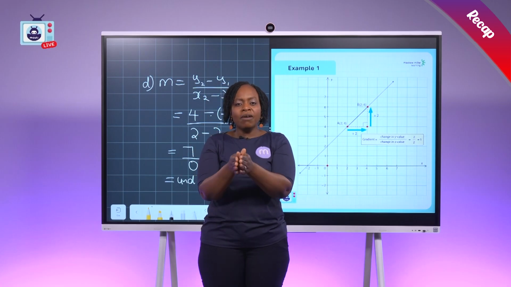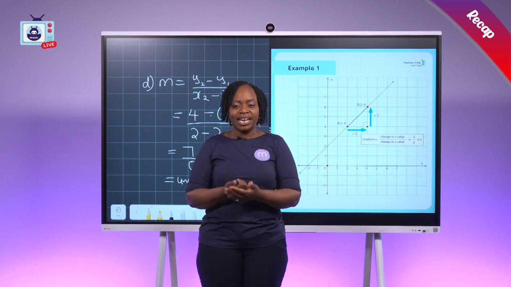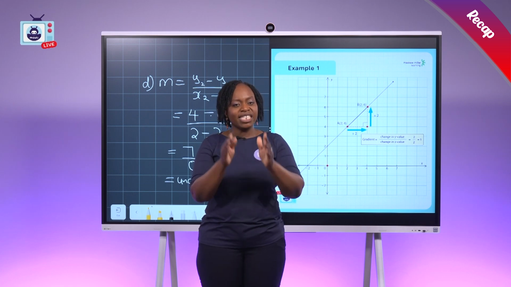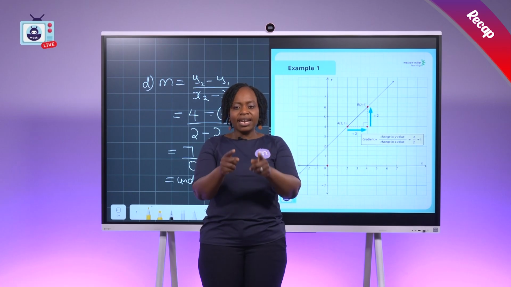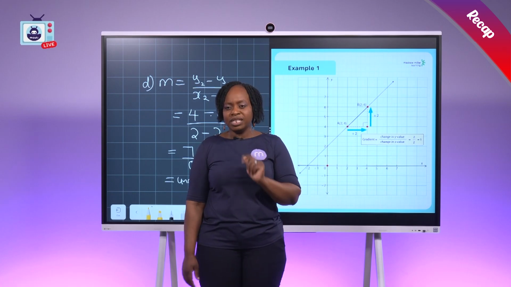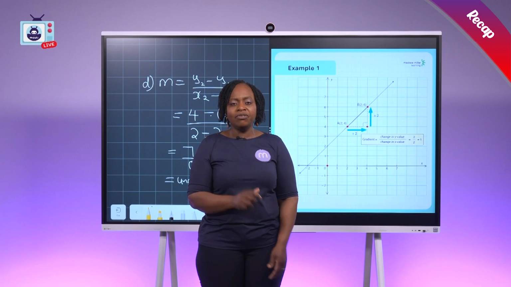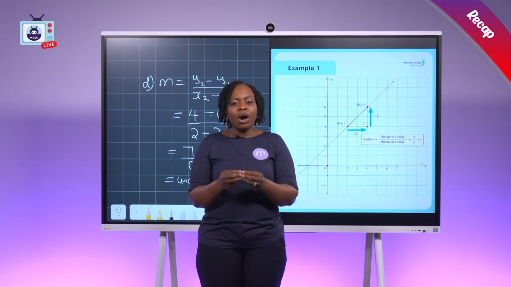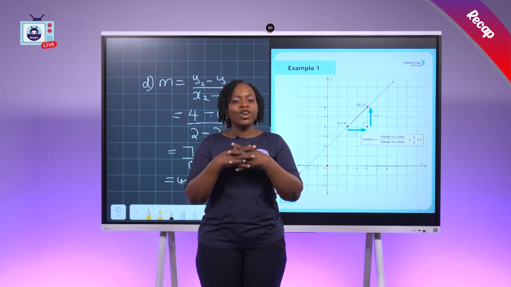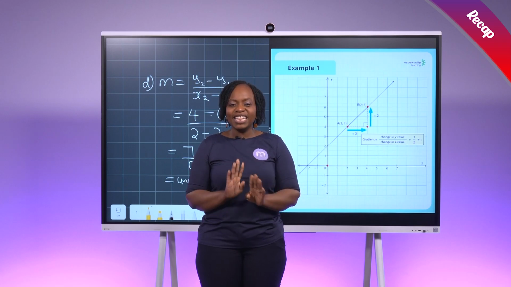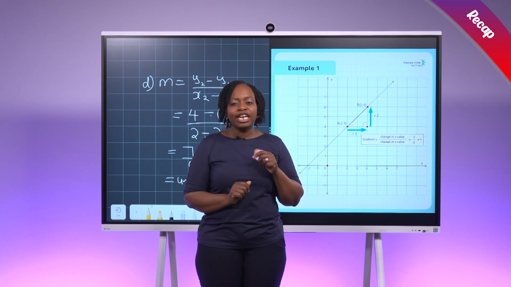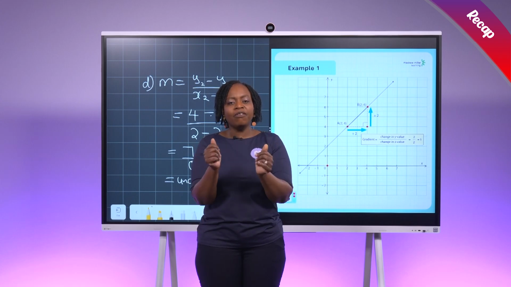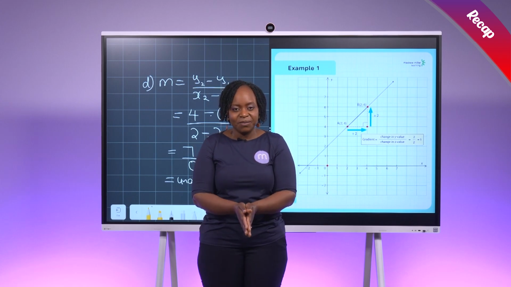Let's recap. You have learned how to use a formula to calculate the gradient. You have learned how to interpret the gradient just by looking at the graph. So you look at the graph and you can tell this gradient is going to be positive, this gradient is going to be negative, 0, or undefined. Now I want you to just take a very deep breath and remain for a few seconds. Then we come back to show you how you can read the gradient from the graph, provided you are given a graph. Stay tuned.